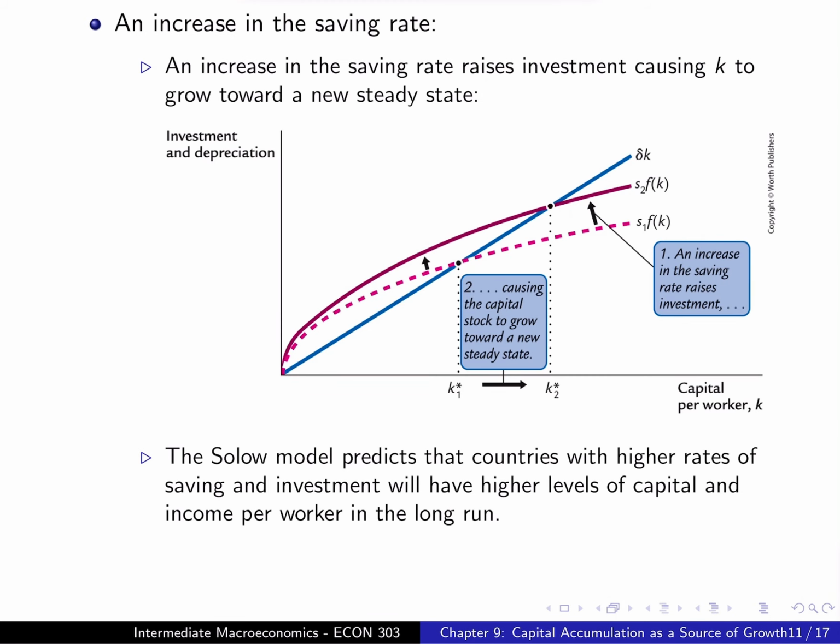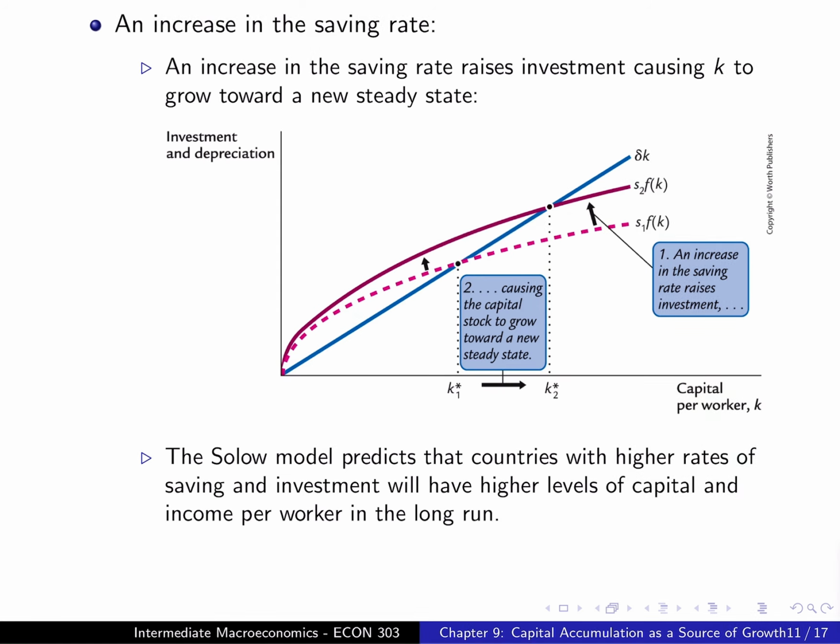Here we're going to examine an increase in the saving rate. An increase in the saving rate raises investment, which causes capital per worker, lowercase k, to grow toward a new steady state. In the diagram, when the saving rate increases from lowercase s1 to lowercase s2, the investment curve shifts upward to lowercase s2 times a function of lowercase k. As a result, capital per worker increases over time, moving toward the new steady state lowercase k2 star, where investment again equals depreciation.